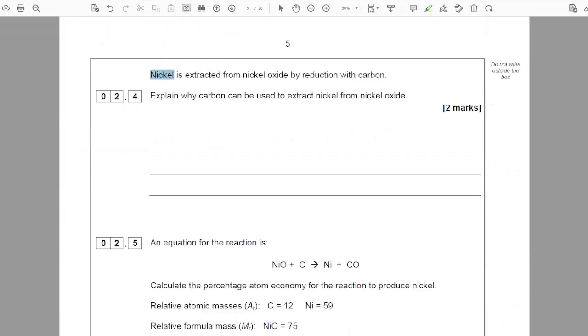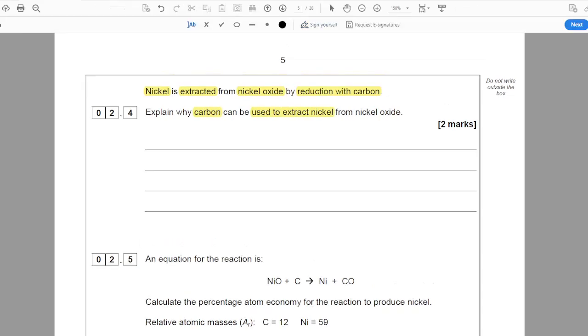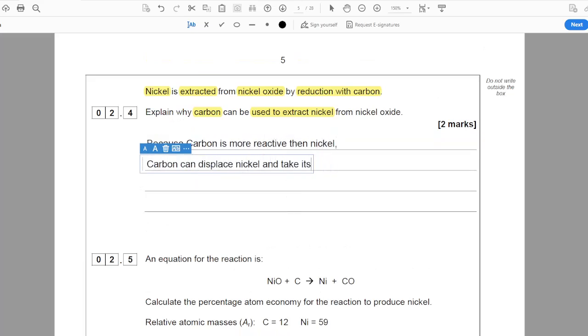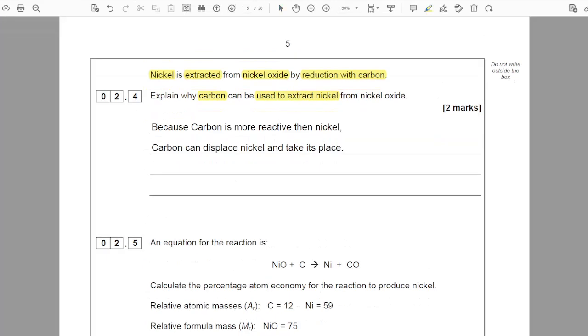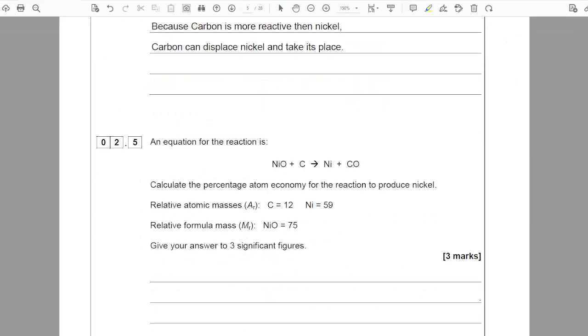Nickel is extracted from nickel oxide by reduction with carbon. Explain why carbon can be used to extract nickel from nickel oxide. Carbon is more reactive than nickel, and this means it can take its place, and that's called displacement. You get 1 mark for the keyword of displacement or displace, and you need to say that carbon is more reactive than nickel because that is the condition required for it to displace nickel.